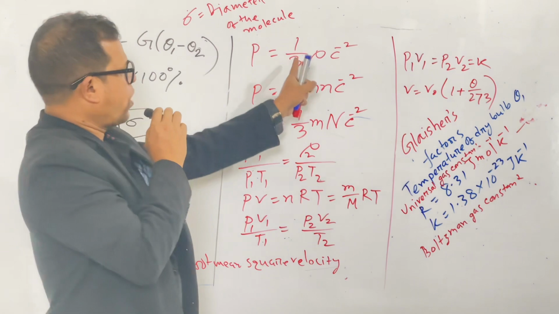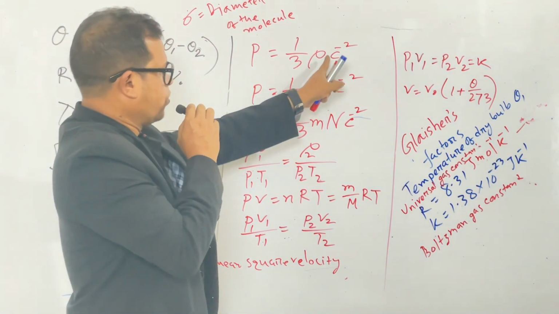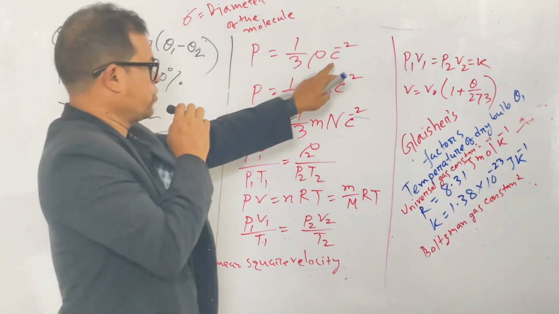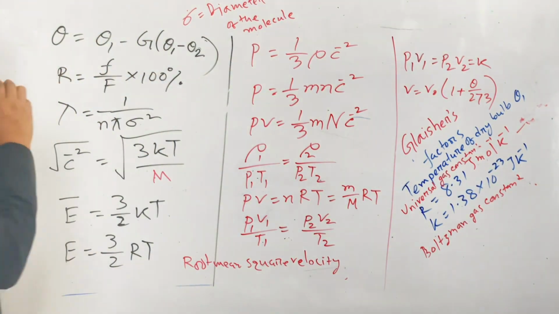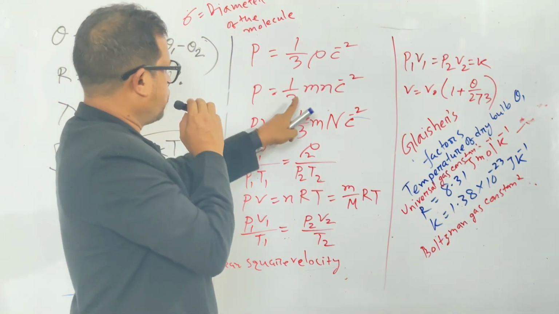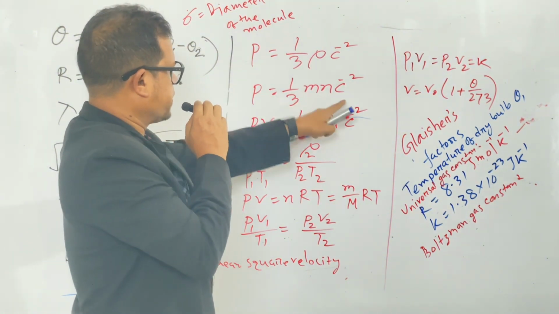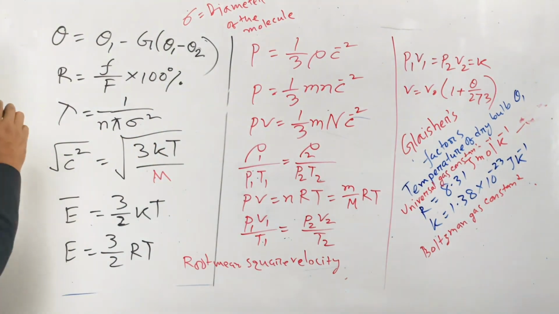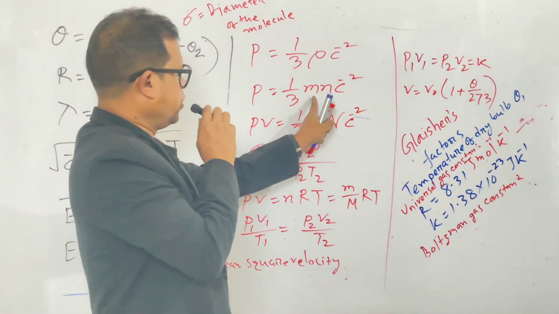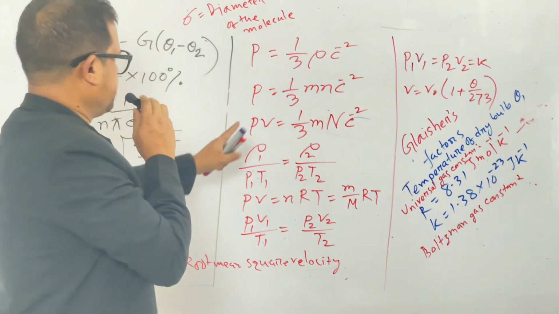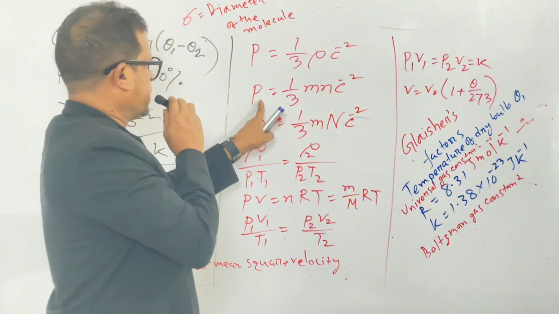P equals 1 over 3 rho C bar square. If you know the density and the mean square velocity, you can find out P. Also P equals 1 over 3 times m n C bar square, where m is the mass per molecule, n is the number of molecules, and C is the velocity. If you know m and C, you can find out P.